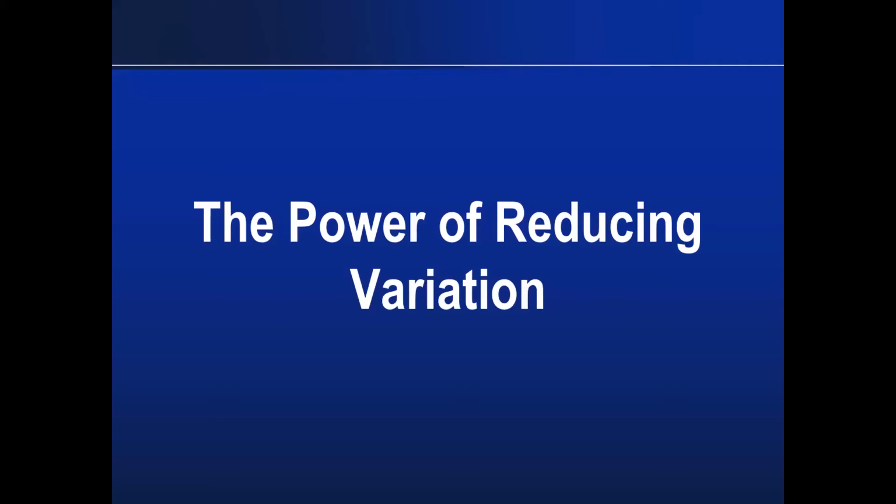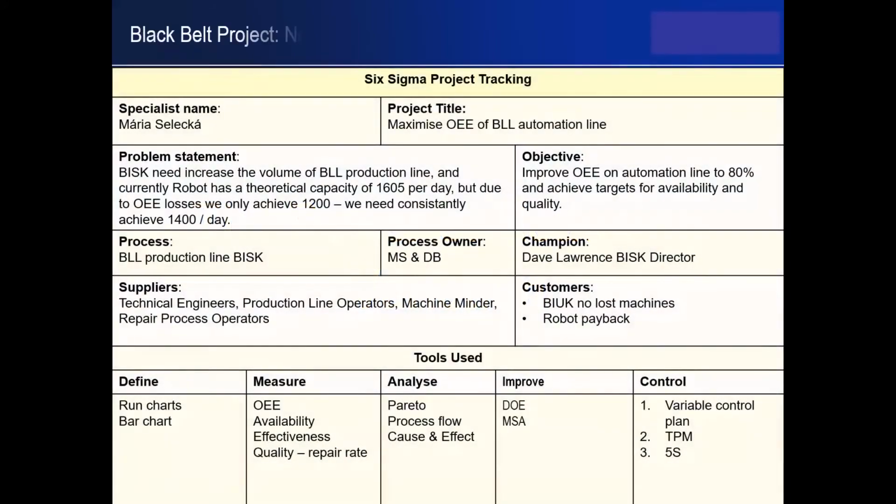Six Sigma, sometimes you read about Six Sigma and it says, oh, it's about variability and removing variability. And people sort of shrug their shoulders as if to say, yeah, okay, so what? What does the power of reducing variation give me? Well, I'm going to show you this in this particular case study. So let's get into this.